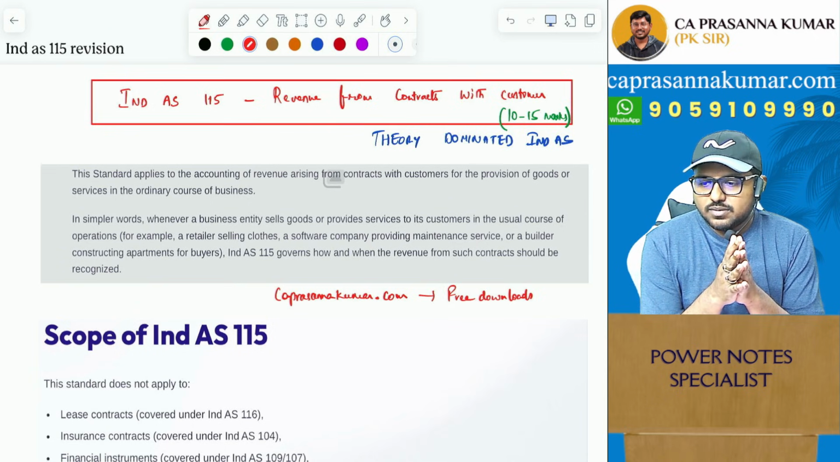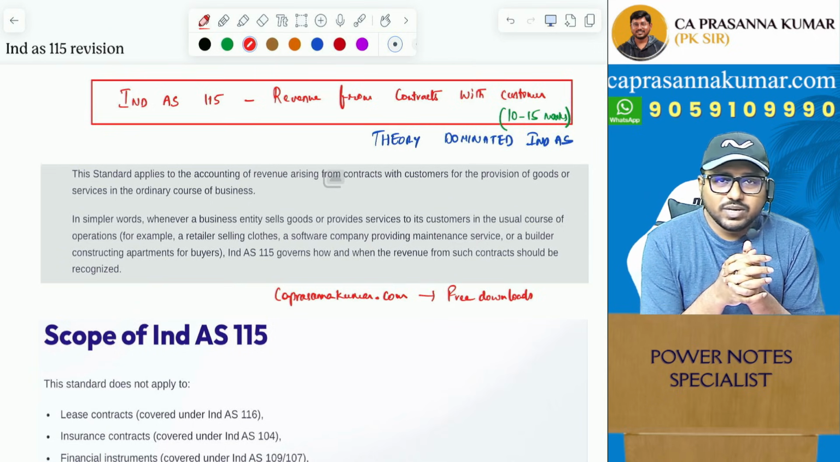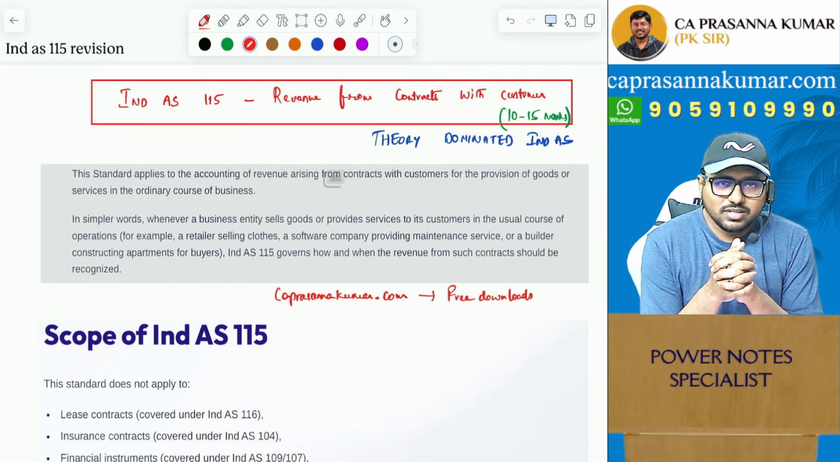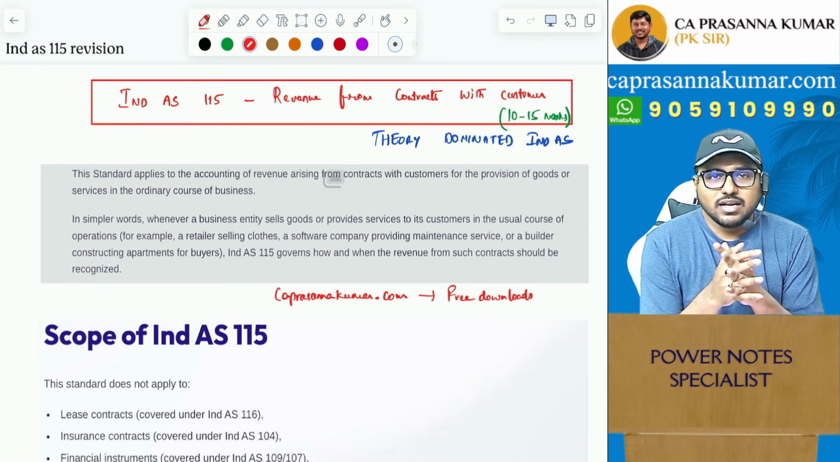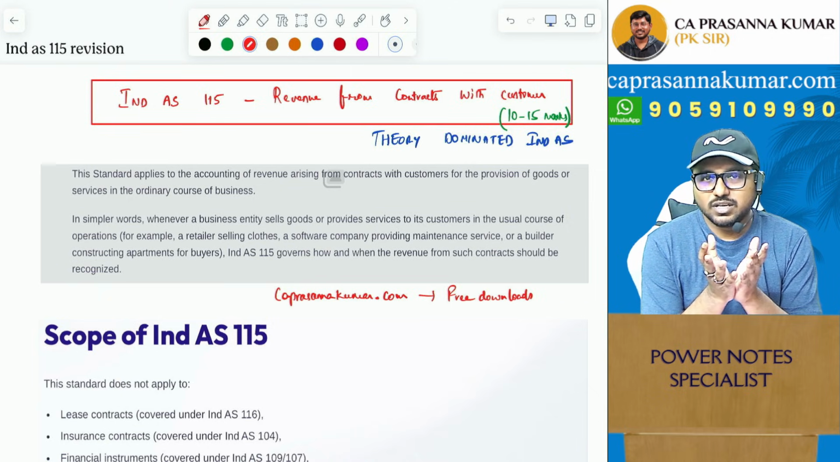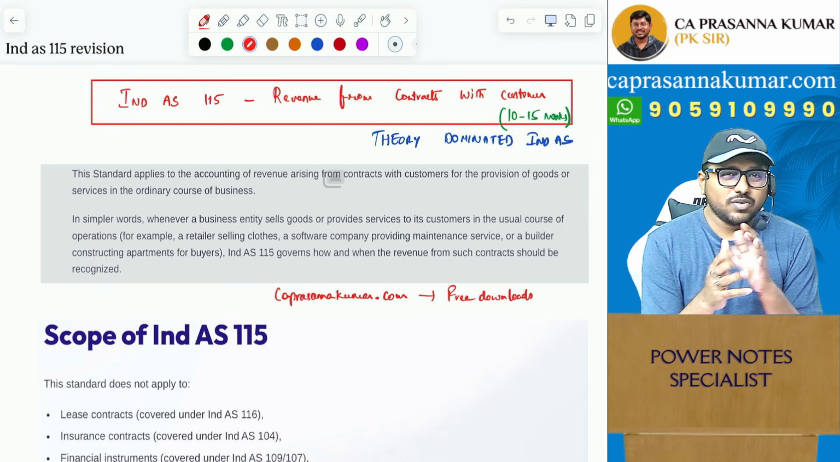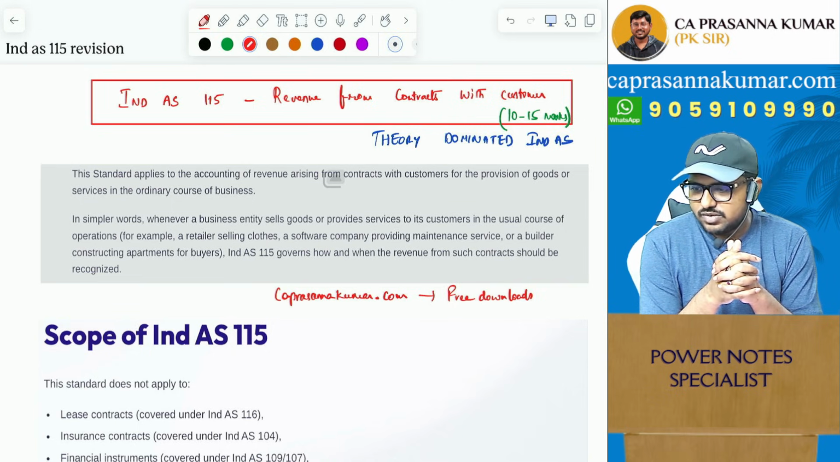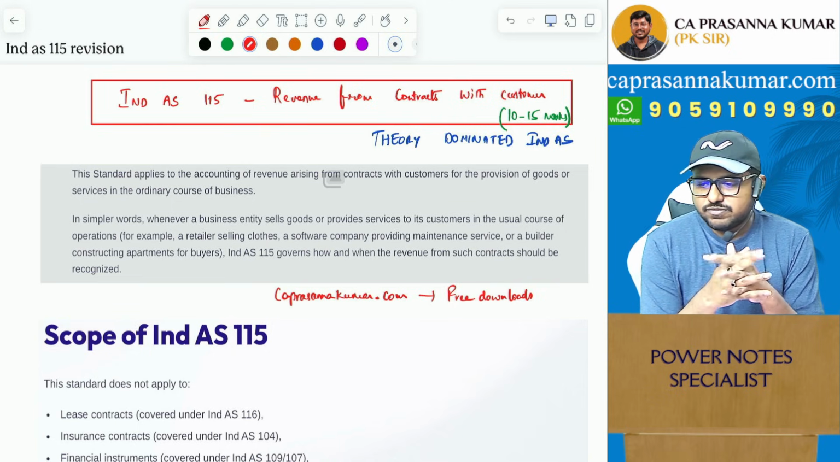Now, this is a very important session, Anna. We're going to revise Ind AS 115, one of the most important Ind AS in your syllabus as well as the lengthiest. Some people even feel that it is the most difficult Ind AS. Difficulty is a perspective thing. People who are not comfortable with theory-dominated Ind AS will obviously find this very difficult. Anyways, for others, it's a kind of decent standard.